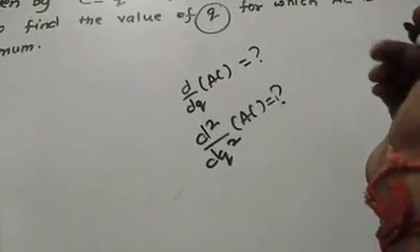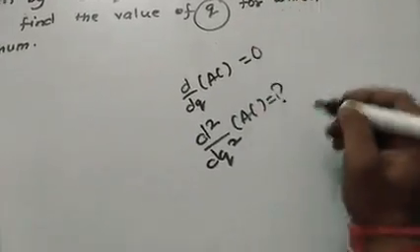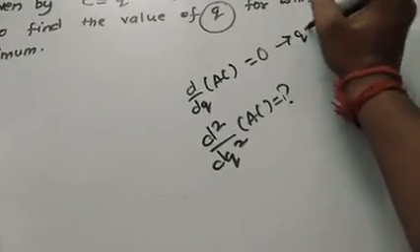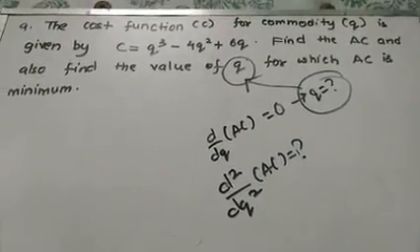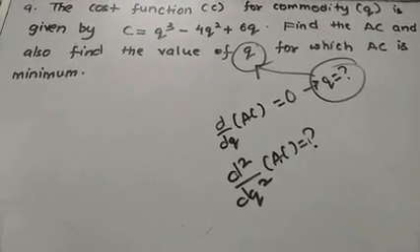These two things you have to find. Then for finding the value of q, you have to equate d/dq of AC equals to 0. From there you will find the value of q, and that thing we have required. Clear? Question number 9 is similar to question number 1, the first question of today.